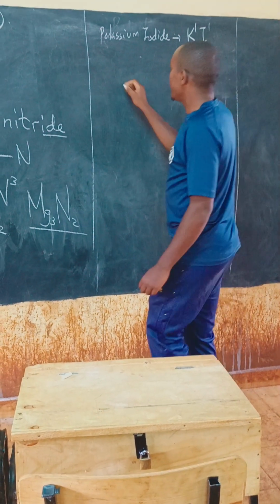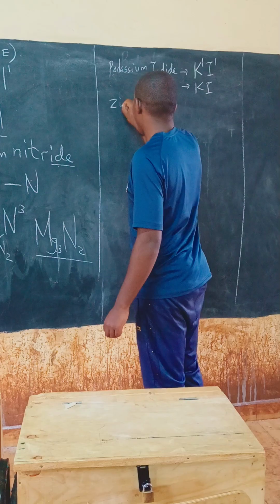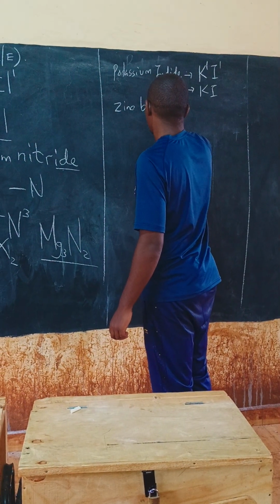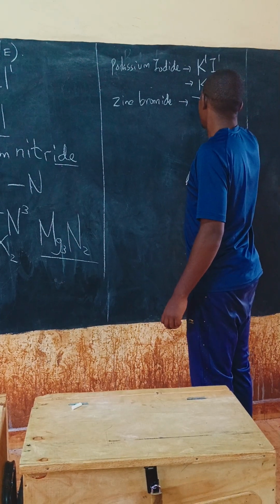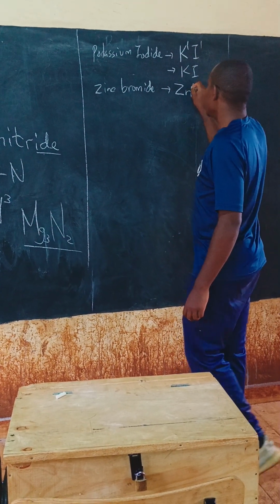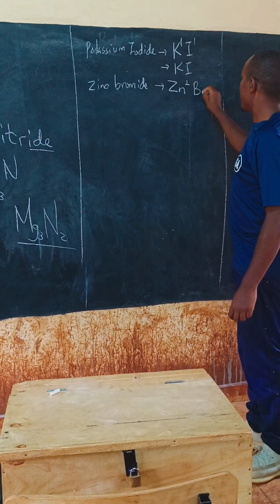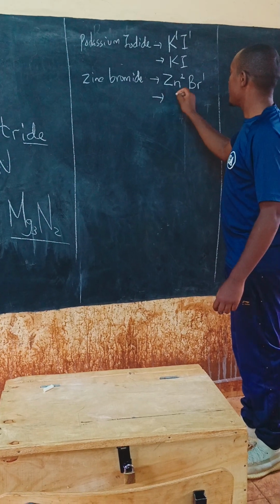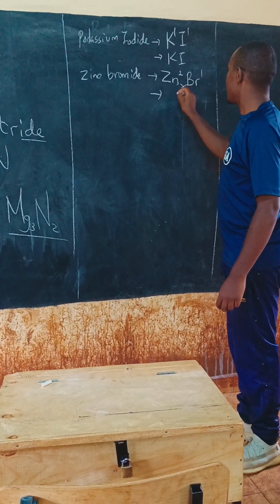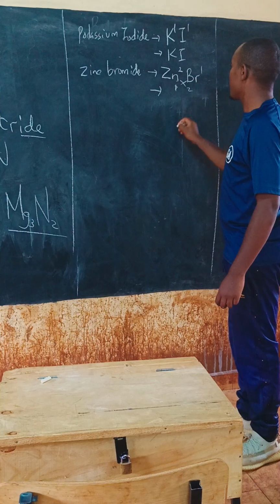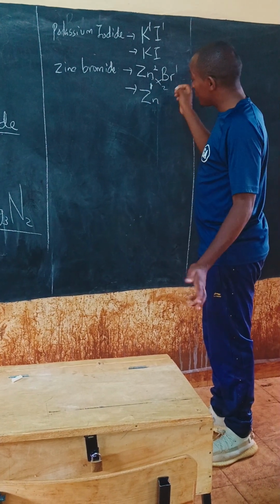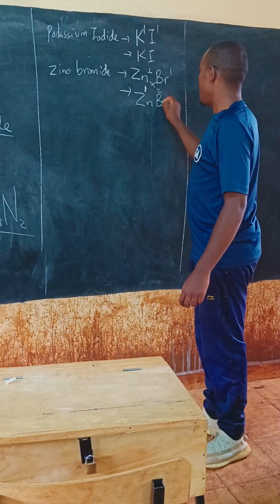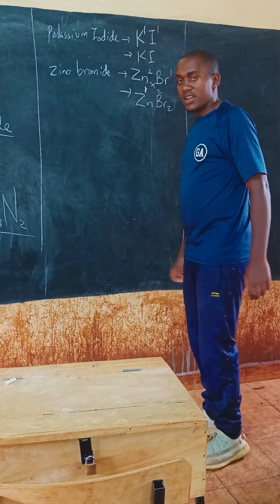Let's have another one. Zinc bromide. What's the formula of zinc bromide? Zinc valence 2, bromine valence 1. So exchanging the valences, 1 comes here, 2 goes there. So zinc bromide is ZnBr2, because we usually exchange the valences.